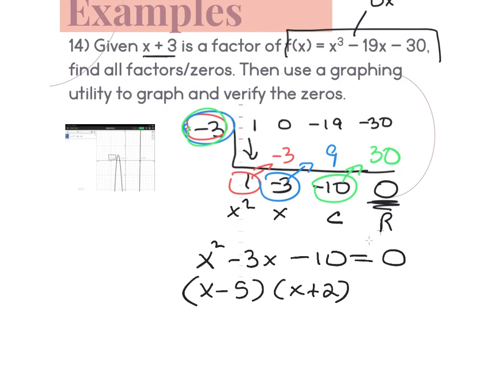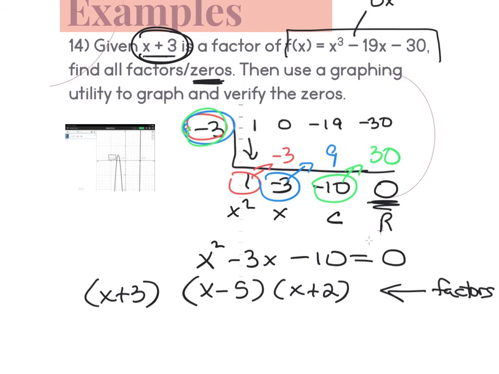Notice my original problem had an x to the third power. That meant that there were 3 solutions. The first one was given to me. So these are my 3 factors for this polynomial. However, on WebAssign, it's going to ask for the zeros, and that's what it also asks for here.